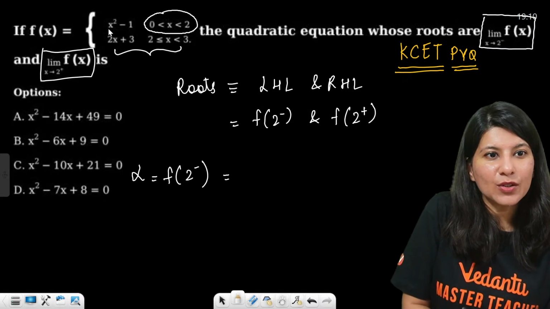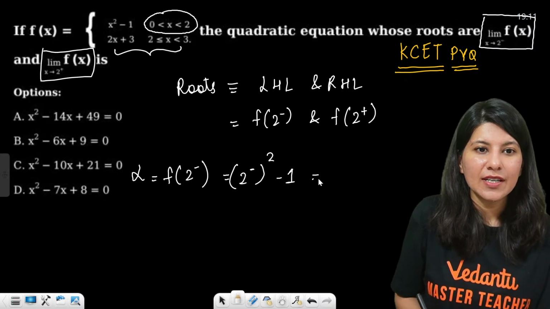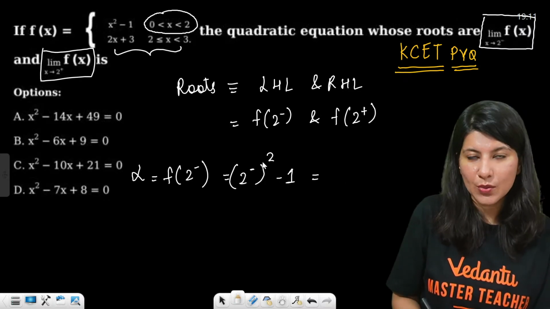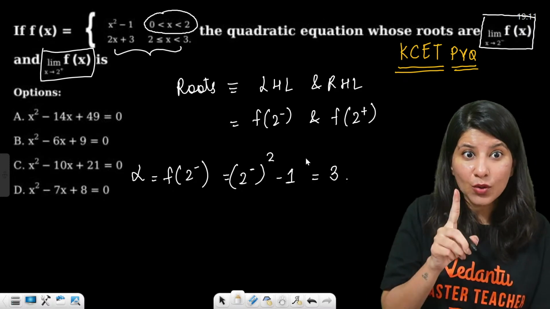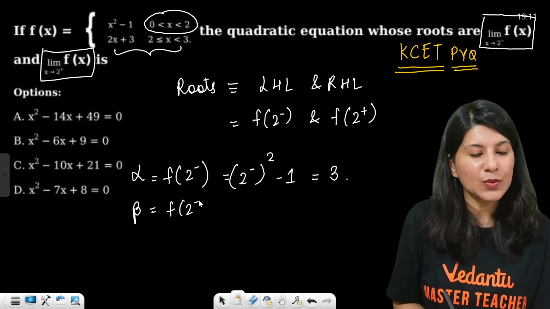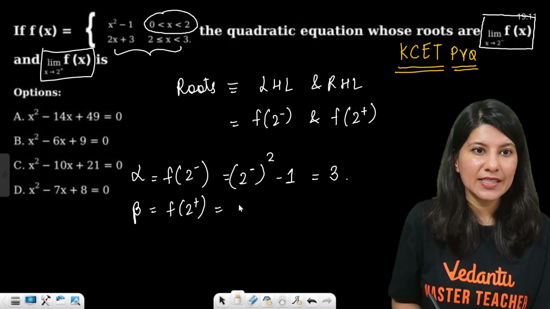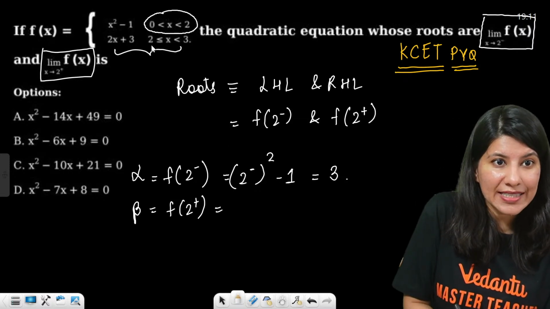So you have to plug in 2 over here. So (2) square minus 1. So this is going to be 2 square is 4, 4 minus 1 is 3. Alpha, one root of the quadratic equation, is 3. Beta will be the right hand limit, you can see. So this is x greater than 2, my dear students. Greater than 2.